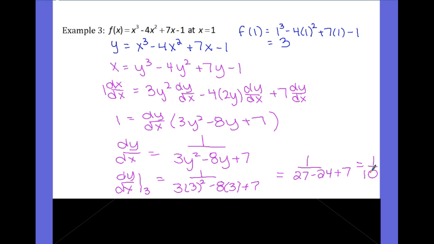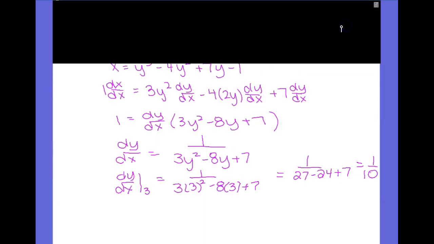So what that means is the derivative of f inverse at 1 is 3. So again, that's like saying f inverse at 1, its derivative is 1/10. So the derivative of f inverse at 1 is 1/10. And that's at 1, not 3, because of the way the points work.